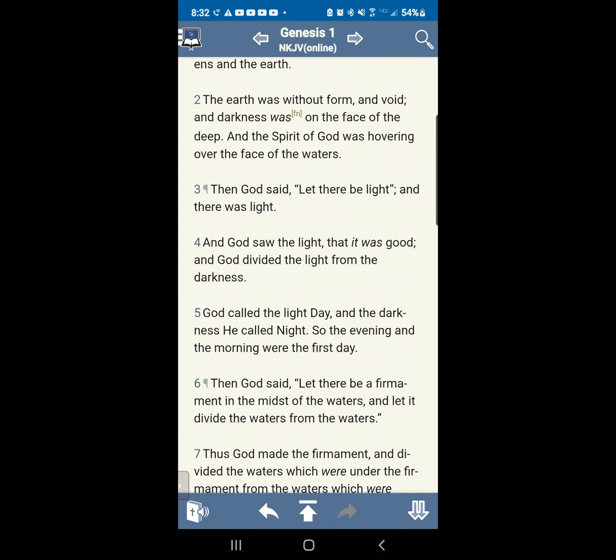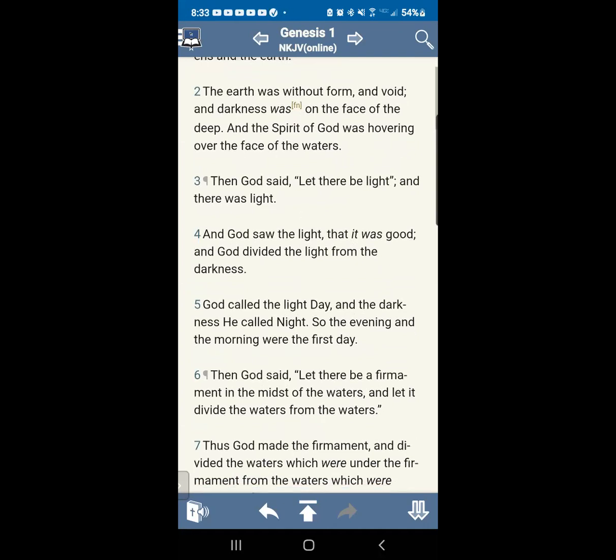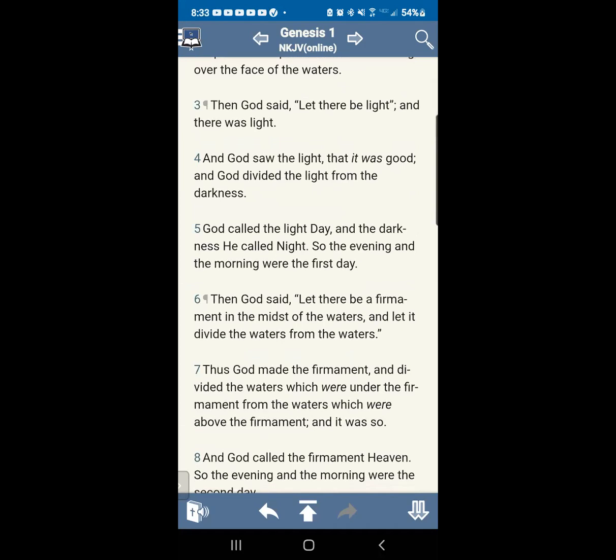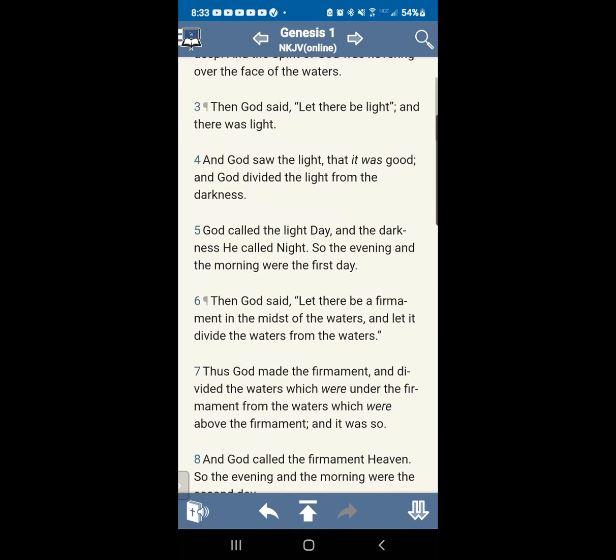Then God said, let there be a firmament in the midst of the waters, and let it divide the waters from the waters. And thus God made the firmament and divided the waters which were under the firmament from the waters which were above the firmament. And it was so. Let's stop at verse 7. Okay, so we see a sequence of events here, right?